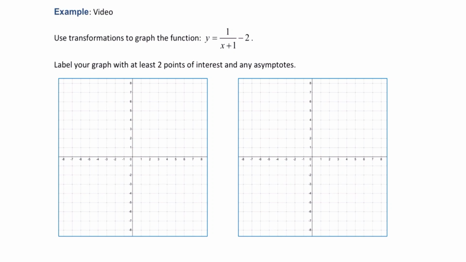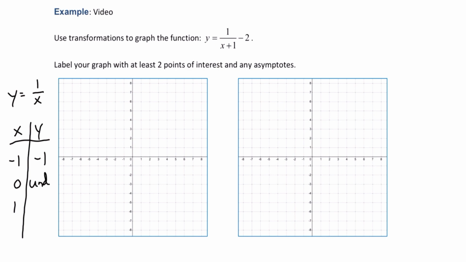In this example, we have a couple different transformations happening. Let's start by looking at the parent function 1 over x, the reciprocal function, and we can plot some values that we know. We'll go from -1 to +1. When we plug in -1, we get -1. When we plug in 0, the function is undefined, and when we plug in 1, we get 1.